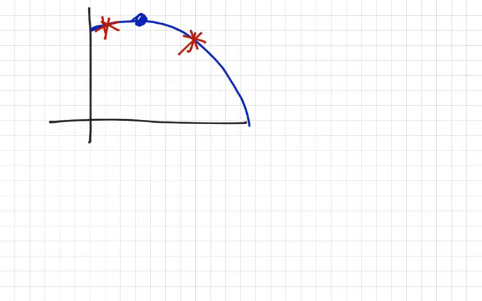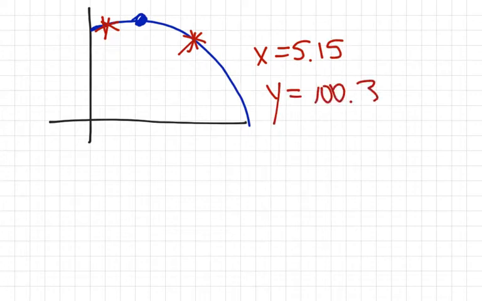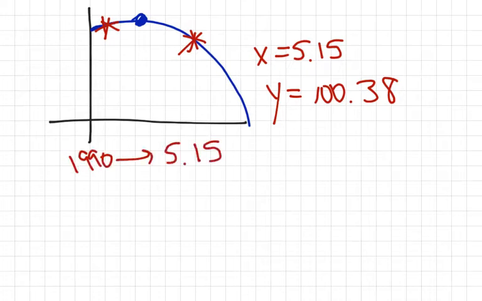When it said guess, I hit enter, and it told me that the maximum was at x is 5.15 and y is at 100.38. That means that the maximum value of I is about 100.38. It occurs when t is 5.15 years. Well, if t starts at 1990, then if I go 5.15 years, I've gone to about 1995.